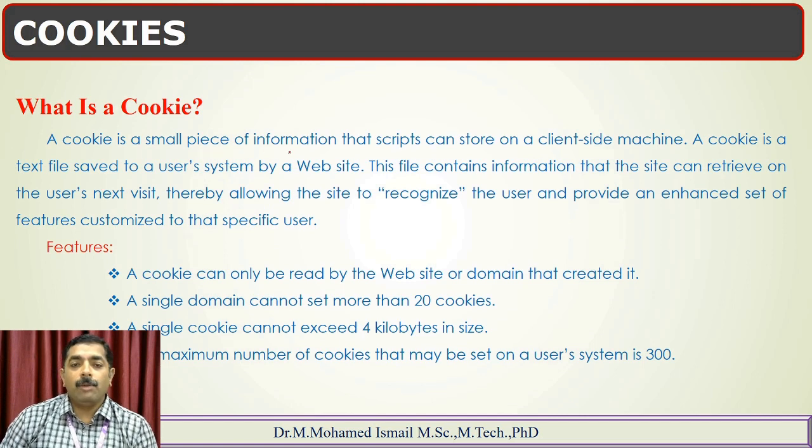A cookie is a small piece of information that scripts can store on a client side machine. That is, cookies can be stored on the client side machine. A cookie is a small text file saved to the user's system by a website. This file contains information that the site can retrieve on the user's next visit. So to maintain the state, the user's information is stored in a small text file, thereby allowing the site to recognize the user and provide an enhanced set of features customized to the specific user. So it stores the basic information, and the next time a request comes, it will take it from the text file.